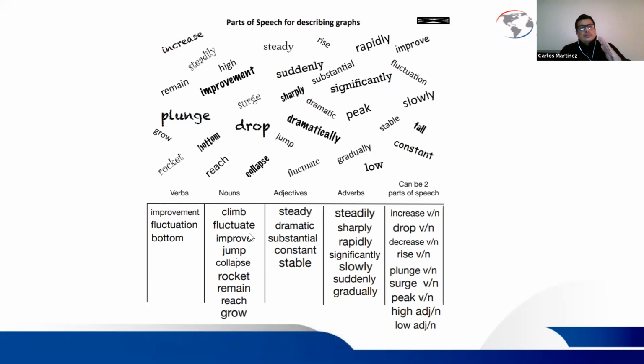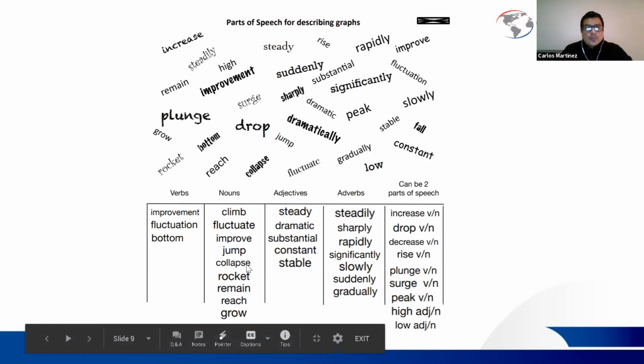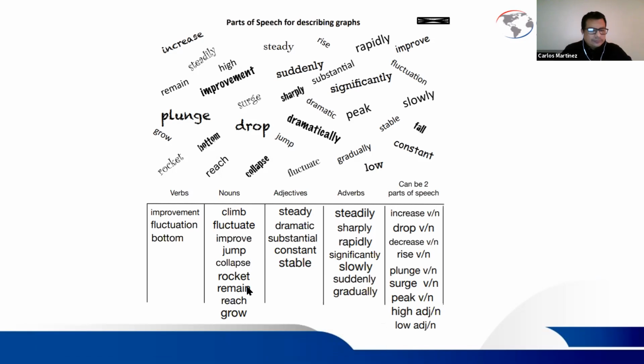Climb means that it's going up, like climbing a mountain. Fluctuate means that it goes up and down, up and down. Improve means that it's getting better and better. Jump is like, for example, it was at this moment and then all of a sudden, bloop, it went up to another level. Collapse is the opposite, when it's normally high or up and then it goes all the way down. Rocket means that it's going up but very quickly. Remain means that it stays at a normal number.